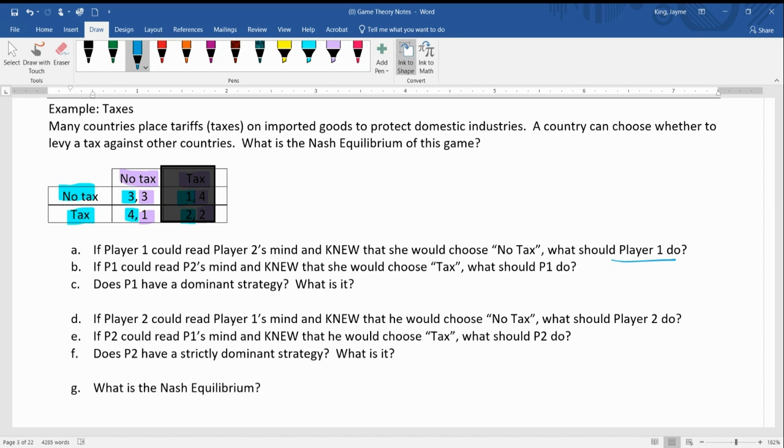What are player one's outcomes? I don't really care about these purple numbers right now, because I'm just asking what player one should do, and we want player one to be selfish. If they choose not to do a tax, they're going to get 3. If they choose to do a tax, they're going to get 4. So what's their better outcome? The tax. That gets them a higher outcome. So they should choose to tax.